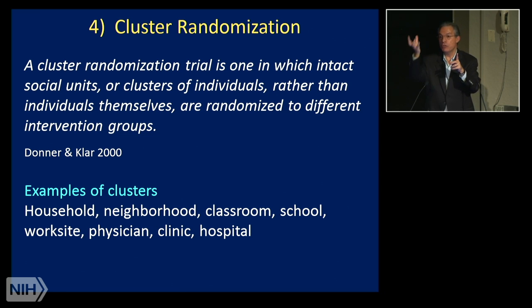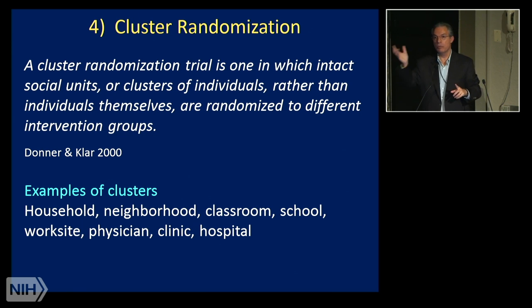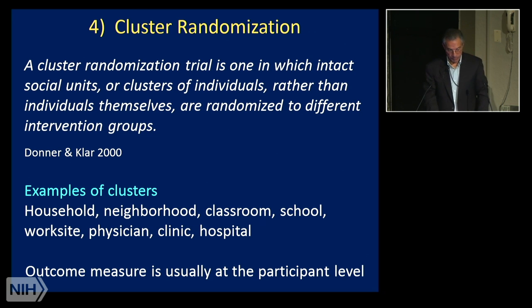What I'm talking about is you randomize the school, but then you give tests to the students and you collect the tests of the students, and you want to see if the scores are higher under one program or the other. So outcome measure is usually at the participant level.